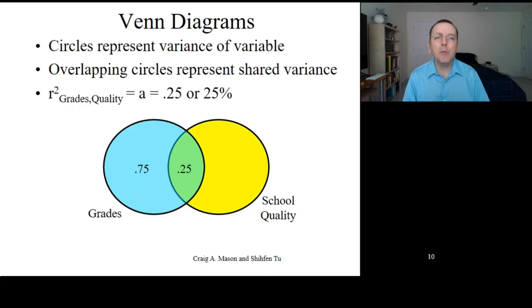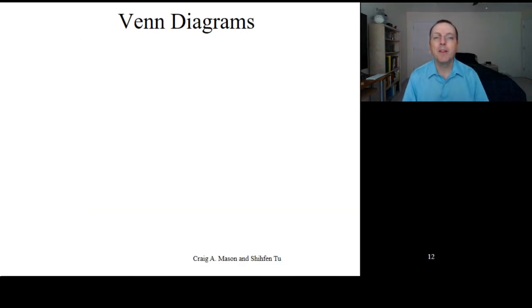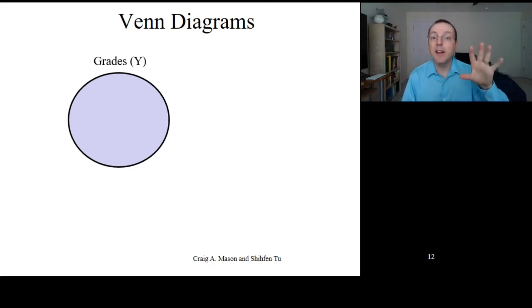Now, what happens if we add a second predictor variable, study hours? Let's assume that study hours is correlated to both grades and school quality. What would the Venn diagram look like now? Now, it gets a little more messy and complex, so let's clean up this figure and start over. So we'll start with grades, with the circle again reflecting the variability in grades. Some kids have high grades above the mean, some kids have low grades below the mean, right?